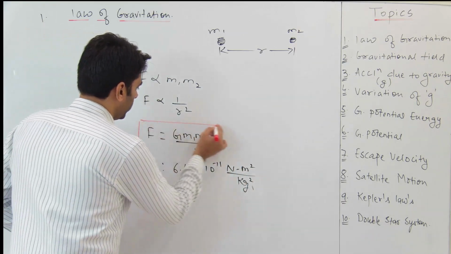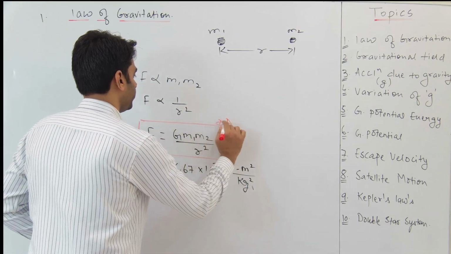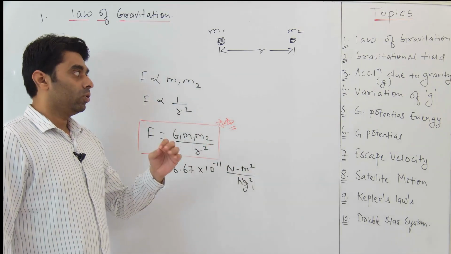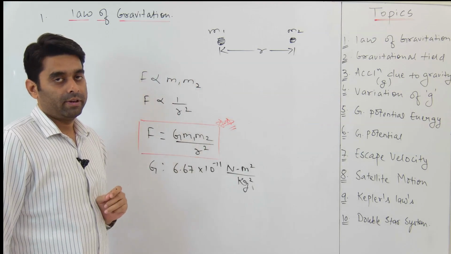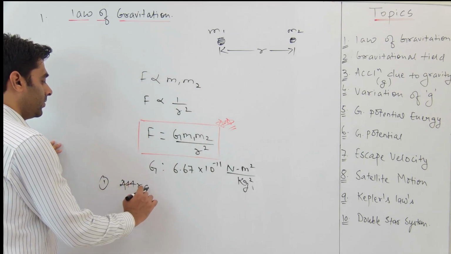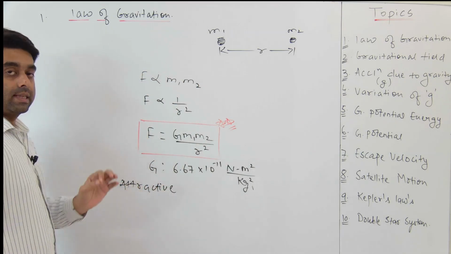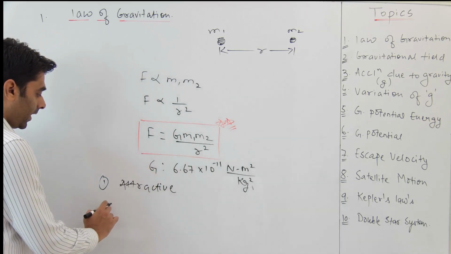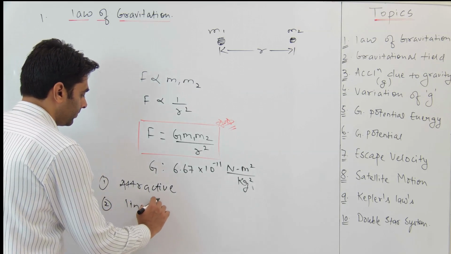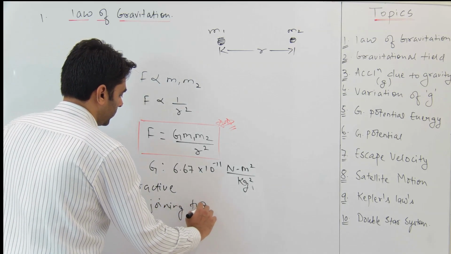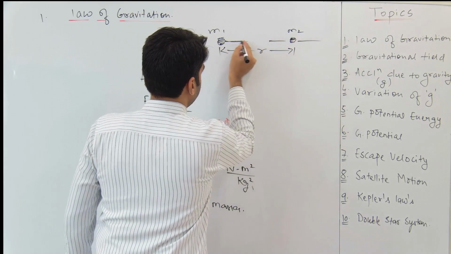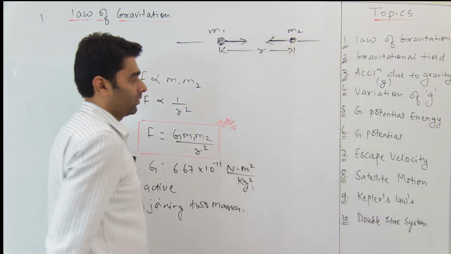This is the relation that we should keep in mind. Now there are certain points that we should also consider while remembering the law of gravitation. First point: it is attractive in nature. Gravitation force is always attractive in nature. Second point: it always acts along the line joining the two masses. So it will be attractive and along the line joining the two masses.